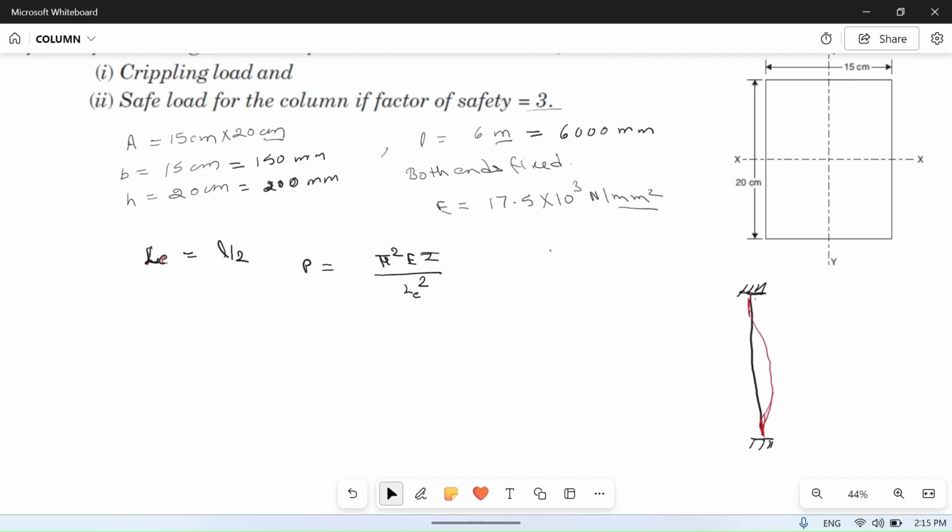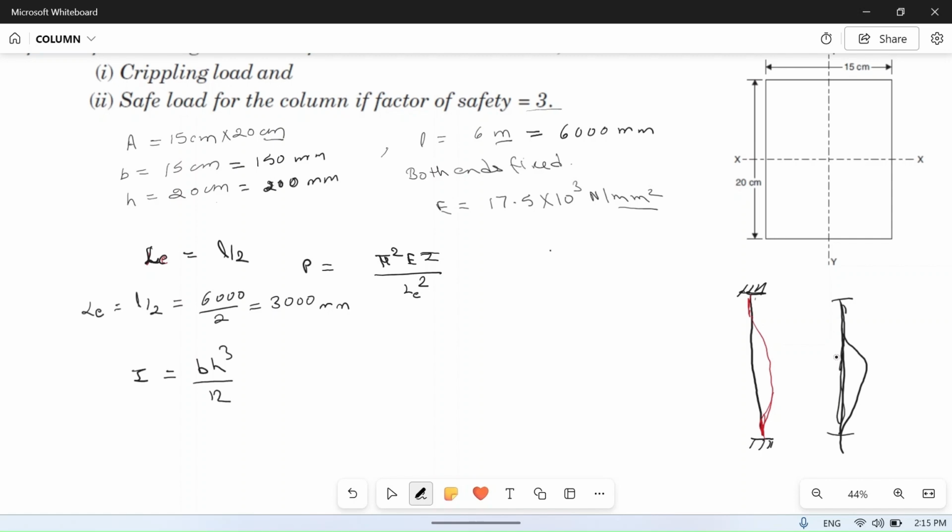So what will be the L effective? L effective is L by 2, which is 6000 divided by 2, equal to 3000 mm. After this, the moment of inertia I for a rectangular section is bh cube by 12. If this is a column, it can bend in two ways. Either it can bend in this plane, or in the plane which we cannot see from the front side, inside or outside of the screen. So it can bend in either of these two.